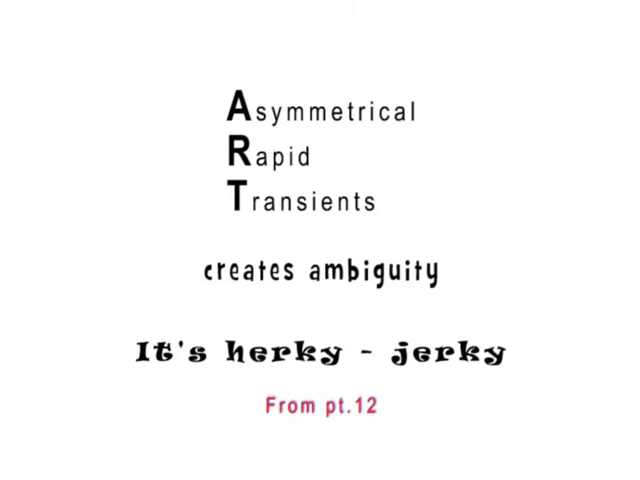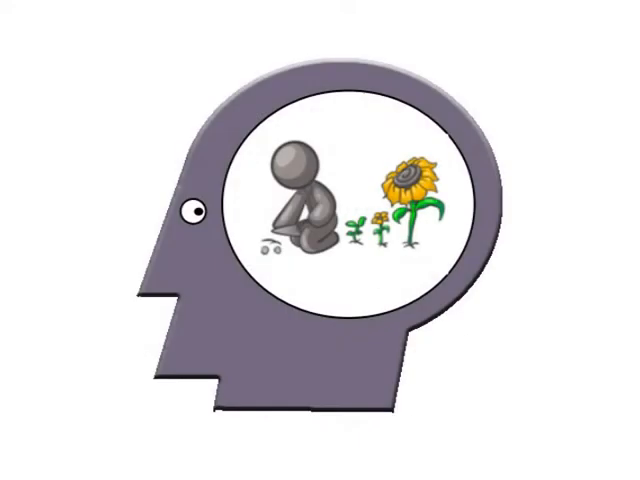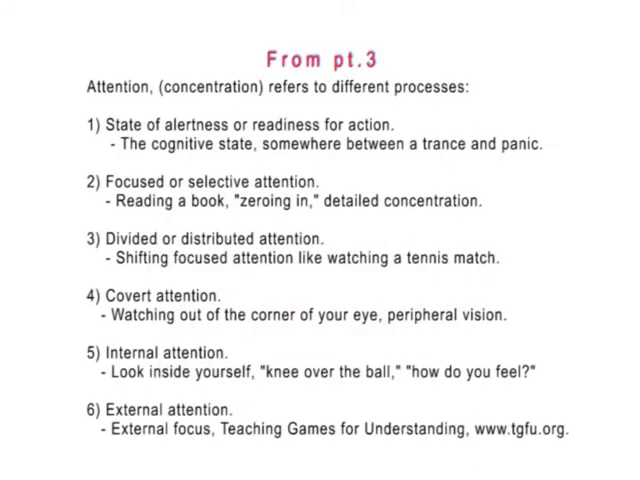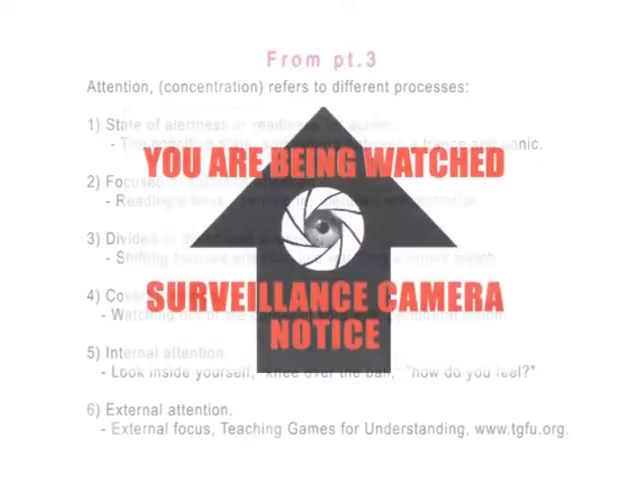In Part 12, I introduced asymmetrical rapid transients, ARTs for short, as a tool to slow down your opponent's decision cycle. Now, we'll look at what's necessary to plant these seeds of doubt. Since this video focuses on getting inside your opponent's orientation, one thing you have to have is their attention, which was covered in Part 3, Attention and Gaze Control.